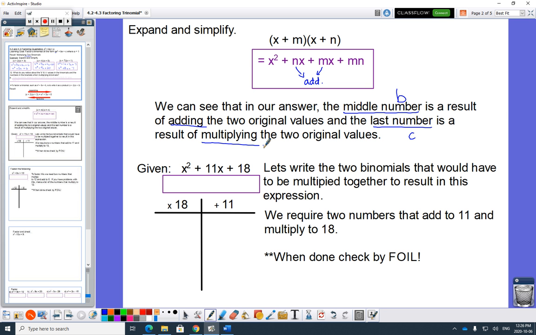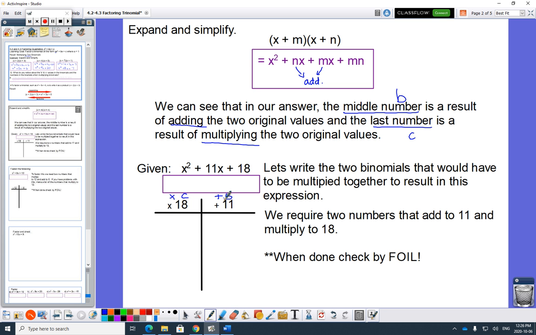The same two numbers, so you have to check both. Does it multiply to the C value and add to give you the B value? So I would make a little T chart like this one every single time, okay? Usually it's easier to figure out the multipliers, so we usually do what numbers multiply to C and add to B. So we do C in the first column and then we check the addition.